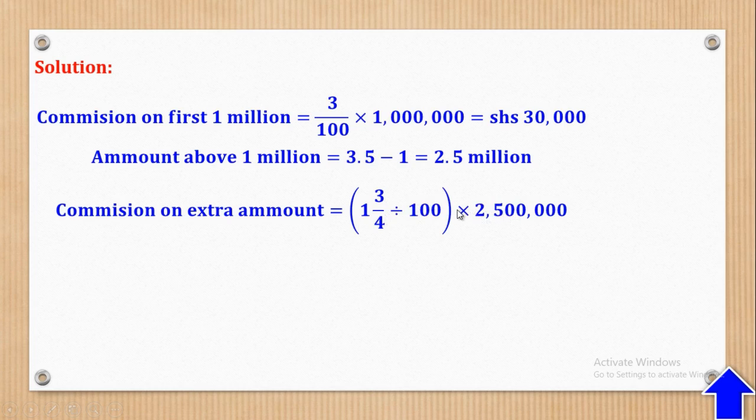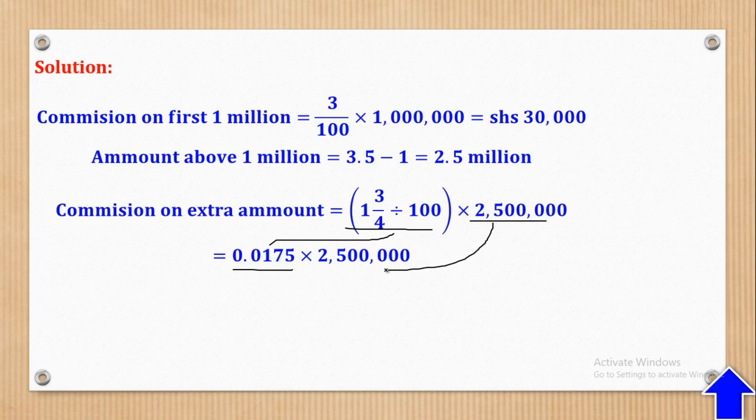which is 2,500,000 shillings. So when you simplify, you'll come up with this. Simplify what is in brackets to come up with 0.0175, then multiply by this which is there. So when I simplify further, I'll come up with my commission as shillings 43,750.